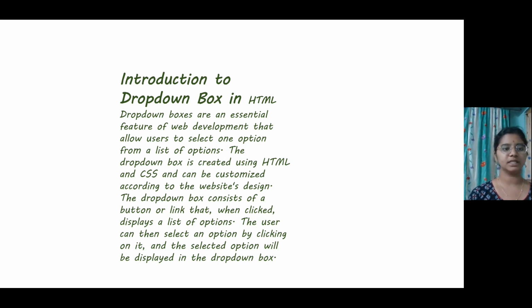The drop-down box is created using HTML and CSS and can be customized according to the website's design. The drop-down box consists of a button or a link that, when clicked, displays a list of options. The user can then select an option by clicking on it, and the selected option will be displayed in the drop-down box.